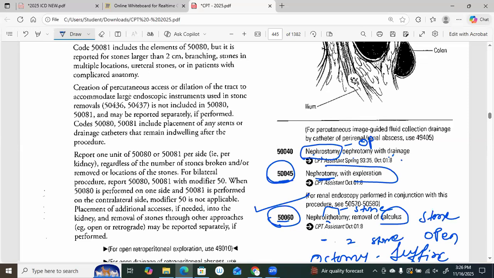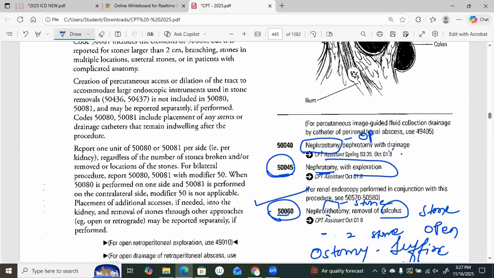And in some cases, whenever the doctor removes the stone, the doctor also inserts a drain tube into the wound and layered closure is performed then. So drainage tube placement is also included in 50060. You don't need to bill that separately.